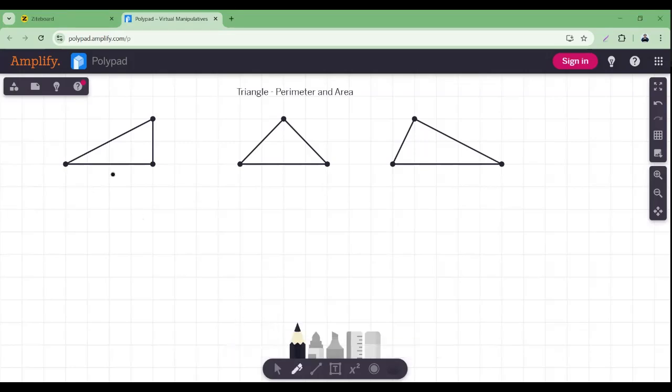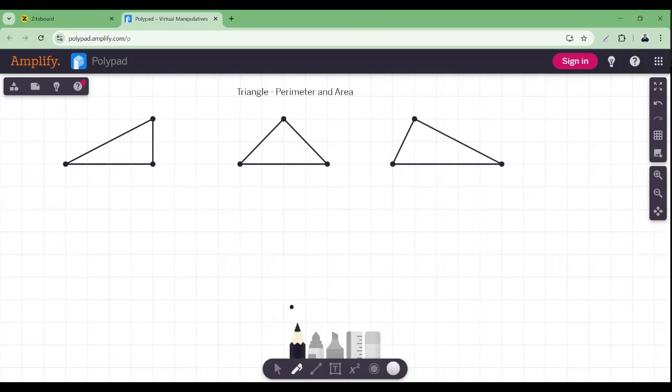The first triangle is what kind of a triangle? It's a right angled triangle because there's a right angle here, isn't it? And all sides are not the same, it's different. So it's a scalene triangle. Nothing is equal.